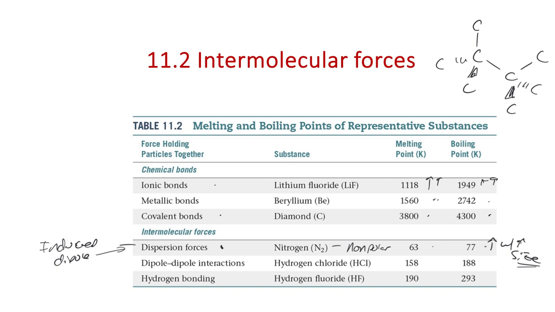So the difference between diamond, why it's so high, and something like CH4, is that the CH4 molecules just have the weaker force of attraction between adjacent molecules.